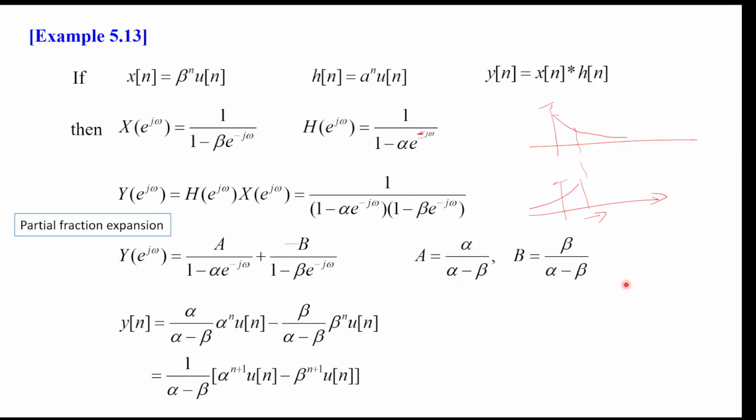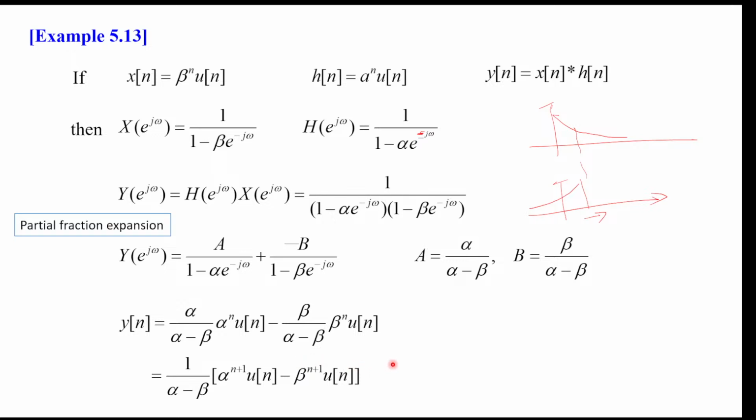Then with those two terms, you know the inverse Fourier transform. The inverse Fourier transform for this term is alpha to the n u of n, and the inverse Fourier transform of this thing is beta to the n u of n, with coefficients a and minus b. You write everything together, then you see your y of n is 1 over alpha minus beta, everything has this term, times alpha to the n plus 1 u of n minus beta to the n plus 1 u of n.